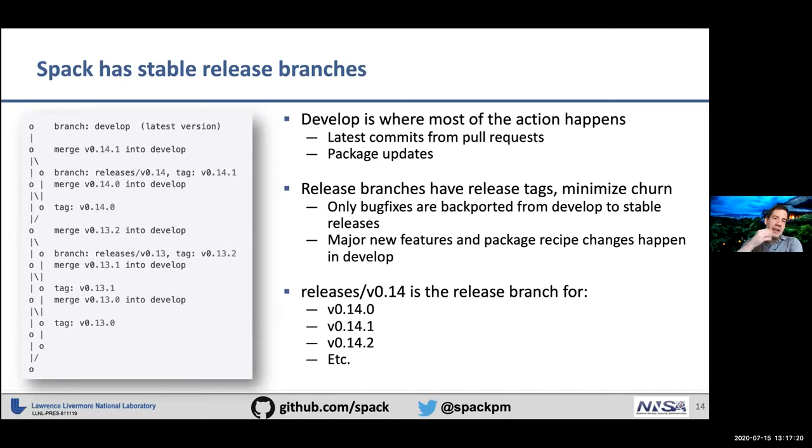If you want to maintain something like a stable facility deployment, you could pick a Spack release and just keep pulling on the release branch to get these bug fixes without disturbing the stack. That's the idea. And if you want to stay on the bleeding edge, there's always develop. We do CI on develop, and I'll talk a little bit about that later.